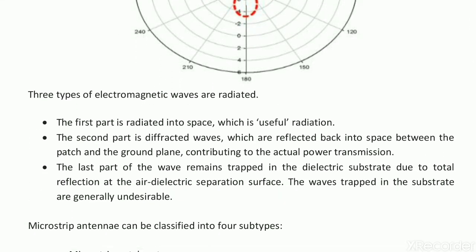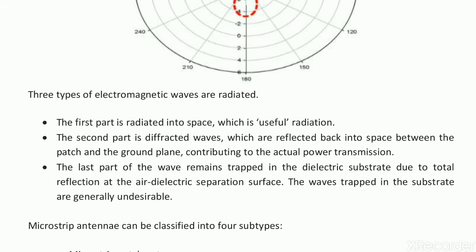So basically how it transmits. There are three types of electromagnetic waves radiated from the patch. As we all know, the patch is on top of the substrate, and it is used to radiate electromagnetic waves into space. Or you can say the patch antenna is only used to transmit radio waves in space. We already saw the fringing concept in the rectangular patch antenna. Due to fringing, the radio waves transmit in space.